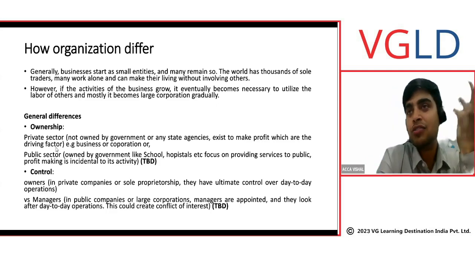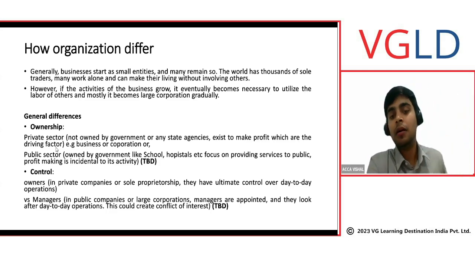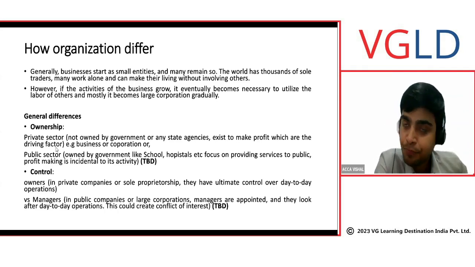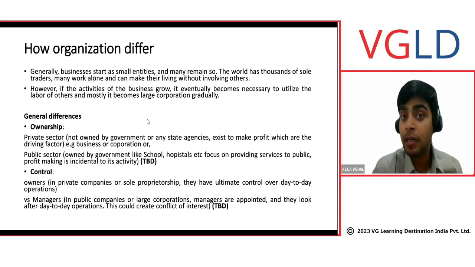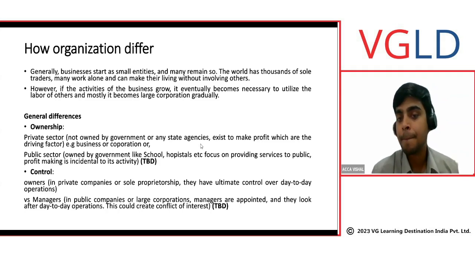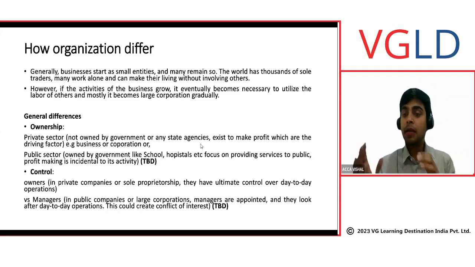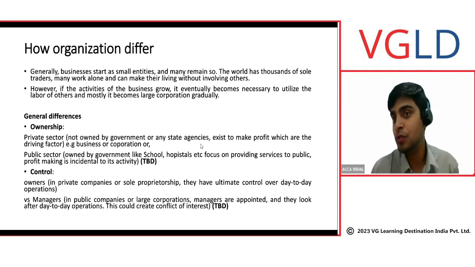So the natural question comes: what does the government own? Whatever the government owns is basically public sector, like schools or hospitals. Mostly they are government schools. Government school means that money is invested by the government, and their purpose is not to earn profit. Though they charge some money, it is very cheap in comparison to private schools.